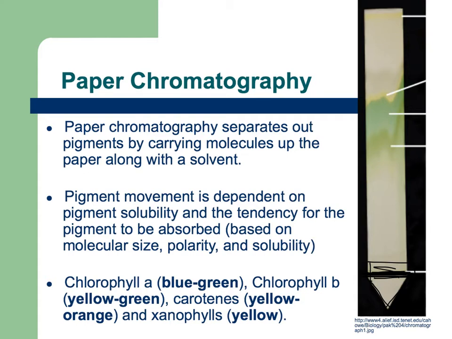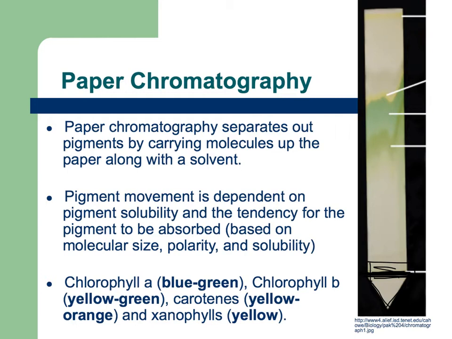Now the paper is going to be filter paper, so make sure that you're wearing gloves when you do this, because you don't want the oils on your hands to affect the filter paper. The paper chromatography is going to separate these pigments out by carrying molecules up the paper with a solvent. So we're going to be using a special chromatography solvent. They're going to move depending on their solubility and how well that pigment is able to be absorbed to the paper. That's going to be based on molecular size and polarity. So different sized molecules and different polarity of molecules are going to move at different speeds, at different rates.